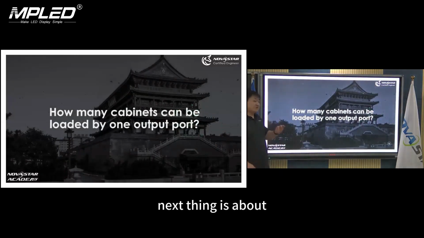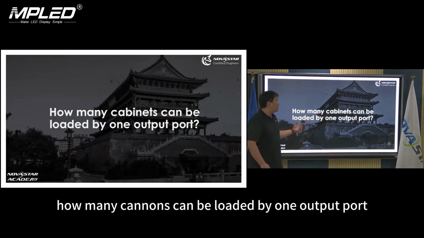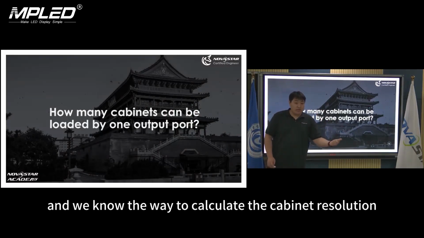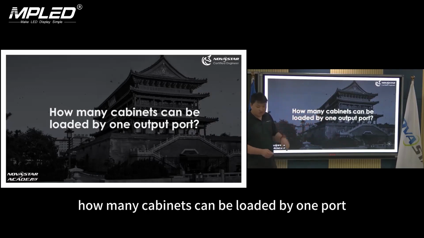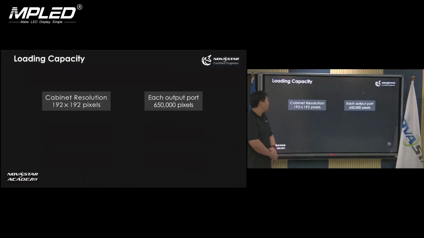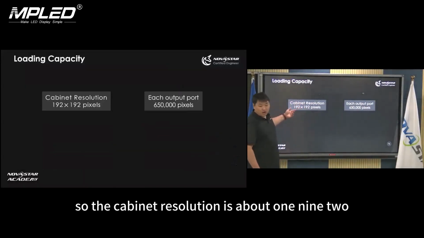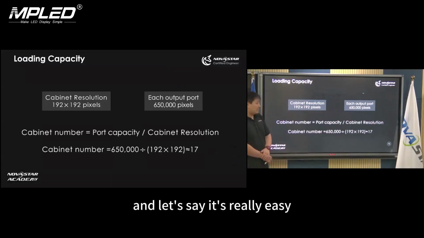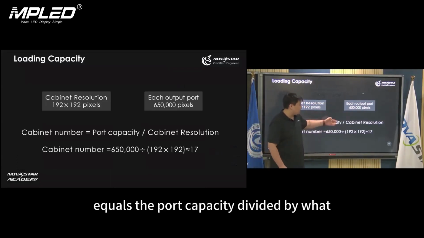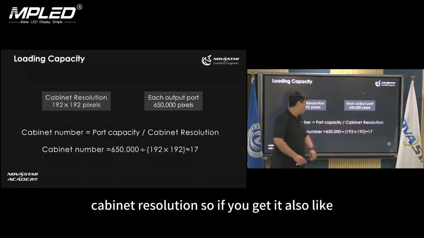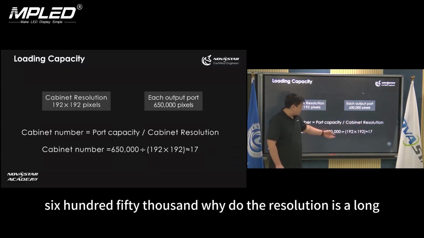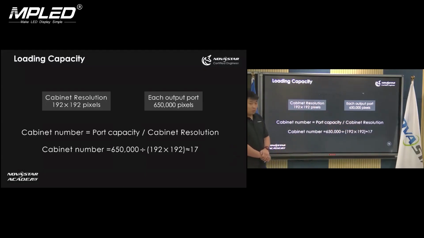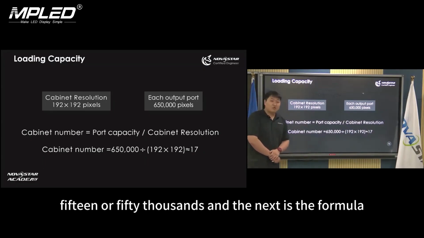Once we know that, the next thing is about how many cabinets can be loaded by one output port. Because we know the port loading capacity and we know the way to calculate the cabinet resolution, then the next thing is how many cabinets can be loaded by one port. Let's check this case. So the cabinet resolution is about 192 by 192, and each port got 650,000 resolution. And let's say it's really easy. So the cabinet number equals the port capacity divided by what? The cabinet resolution. So we get an answer like 650,000 divided by the resolution is around 17. It's around 17.